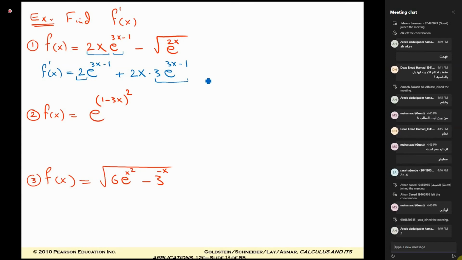Now continue. Minus. What's the derivative of the radical? The radical equals a fraction over 2 times the same root, and in the numerator we must find the derivative inside the root. What's the derivative inside the root? We have 2 e to the power 2x, because the derivative of the exponent 2x equals 2 multiplied by the same exponential function e to the power 2x. Any question?